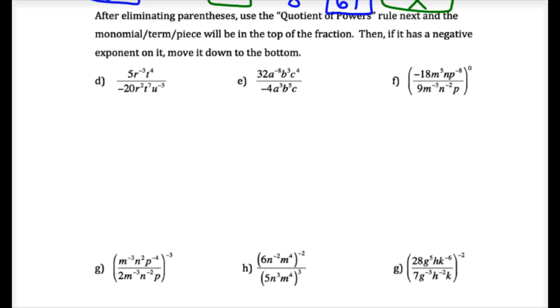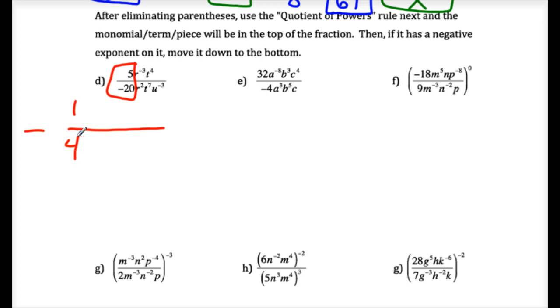So what I want you guys to do is do 4 problems at once. Put a big old fraction line. What does 5 over negative 20 reduce down to be? Negative 1/4. You guys know I like to start with the negative sign if it's negative, so negative 1/4.